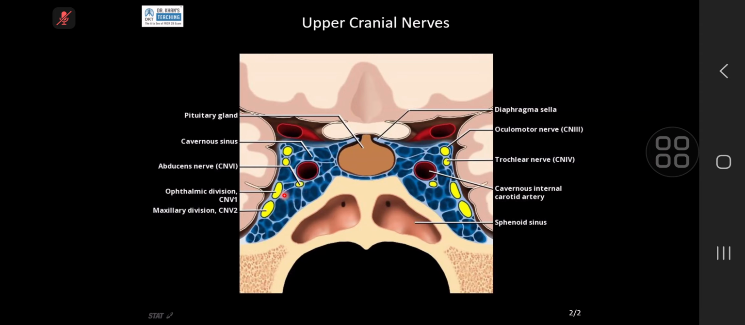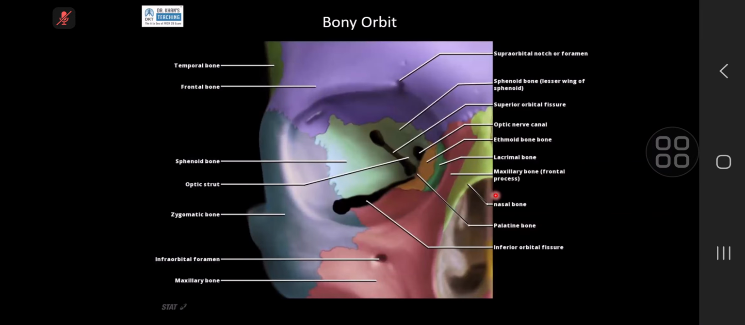Please remember that V2, which is the maxillary division, passes through the foramen rotundum. So it is a separate route. These ones will pass through the superior orbital fissure. So, take home points which will help you to develop your CT anatomy about orbit.